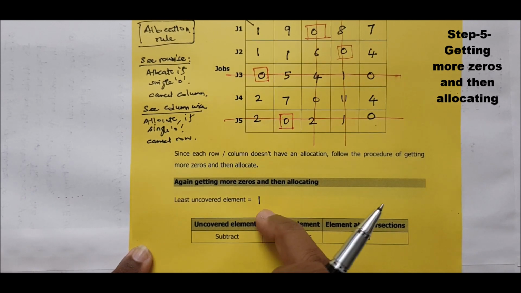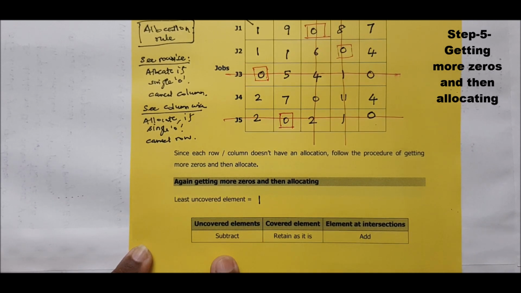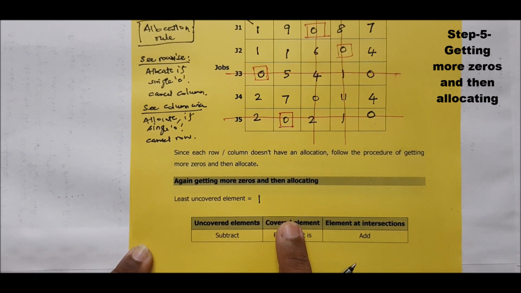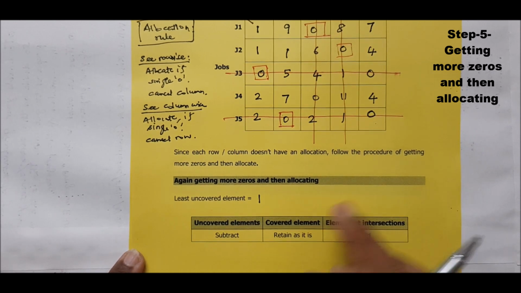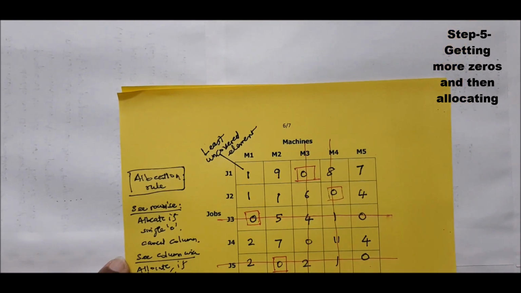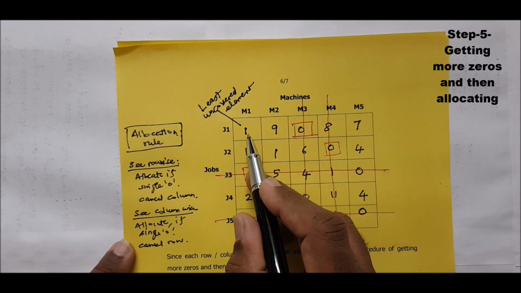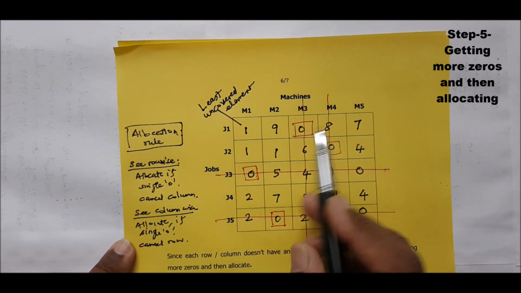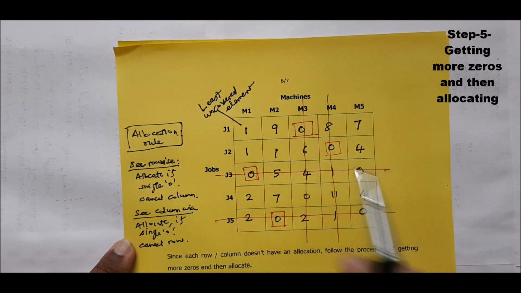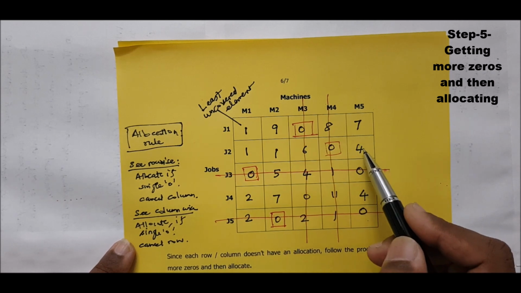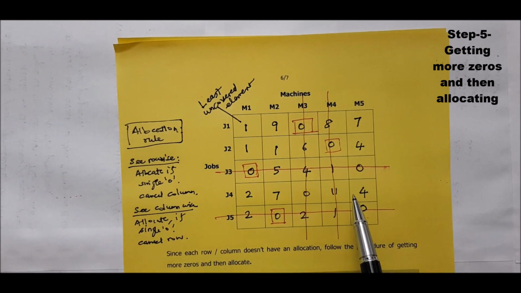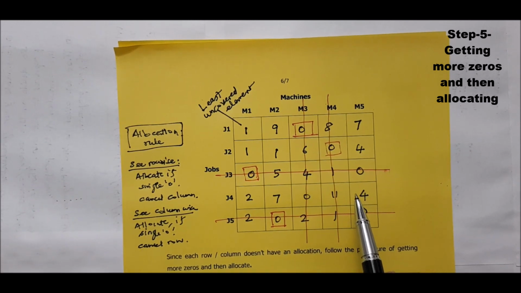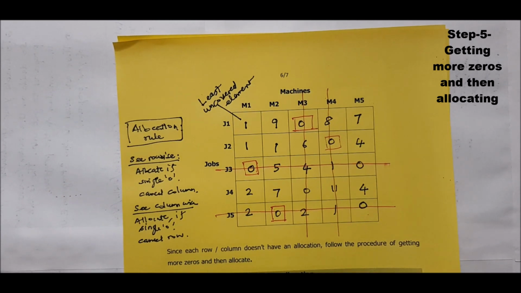What am I supposed to do? This one, I have to subtract it from uncovered elements, retain covered elements as they are, and add it to elements at intersections. So, this is what I will be doing next. So, what happens? I will subtract this 1 from all the uncovered elements. Therefore, this will become 0, 0, 0, 8. This will become 6, 3. This will become 1, 6 and 3. Like that it will happen.